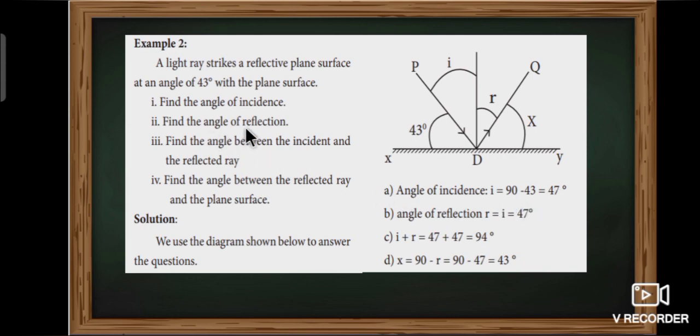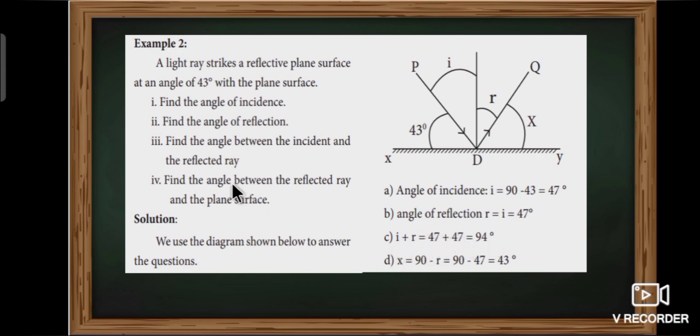Second, find the angle of reflection. Due to the laws of reflection, the angle of incidence is equal to the angle of reflection. So small i is equal to small r. So the angle of reflection is 47 degrees. Third question, find the angle between the incident and the reflected ray. The incident ray angle is 47 degrees, the reflected ray angle is 47 degrees. So the angle between the incident ray and the reflected ray is 94 degrees. We have to add the two angles.